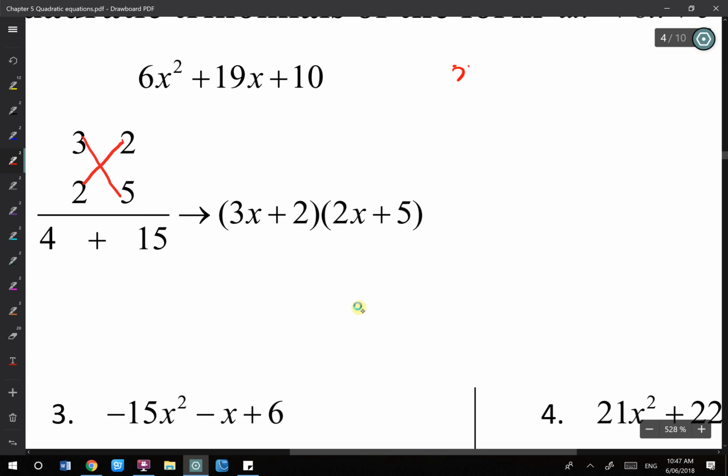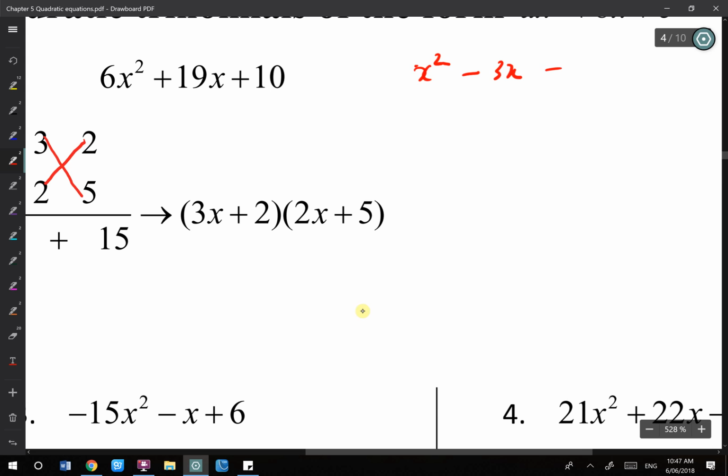Remember before, I had a single x squared, and say minus 3x minus 10. For this one, x squared has a coefficient of 1, so 1 can only make 1 and 1. 10 can make 5 and 2, but I need a -3, so I have a -5 here. So that's what we do.